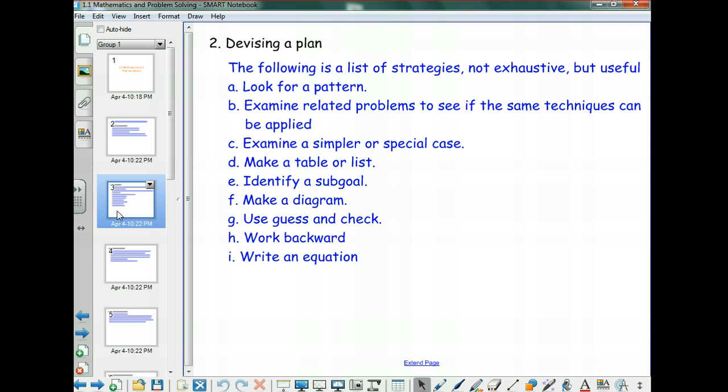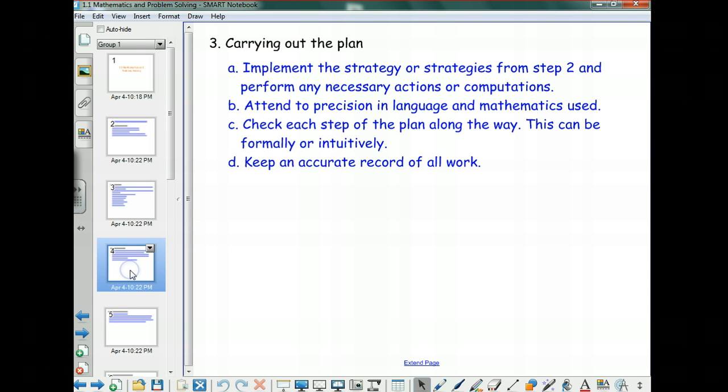And the cool thing is that you may choose to do a problem with a table or list, and someone else may choose to do the problem using an equation, and you can both be right. And that's good reasoning, that's good thinking. We don't want to stifle your natural inclination or how you would intuitively approach the problem.